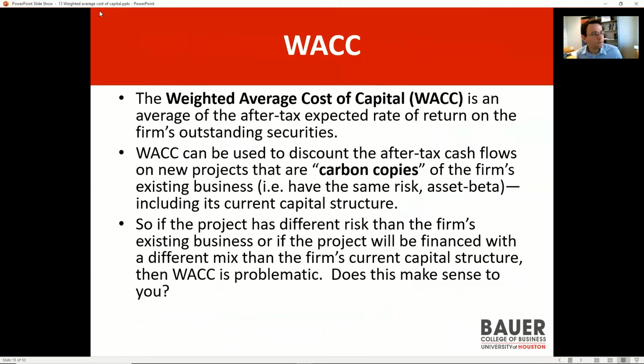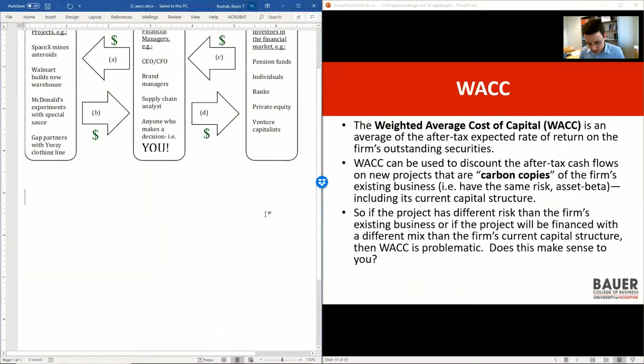One thing to note is that the firm has one WACC for the entire firm. This is something to keep in the back of our heads. We're going to revisit this later. But this is something I want you to be thinking about.